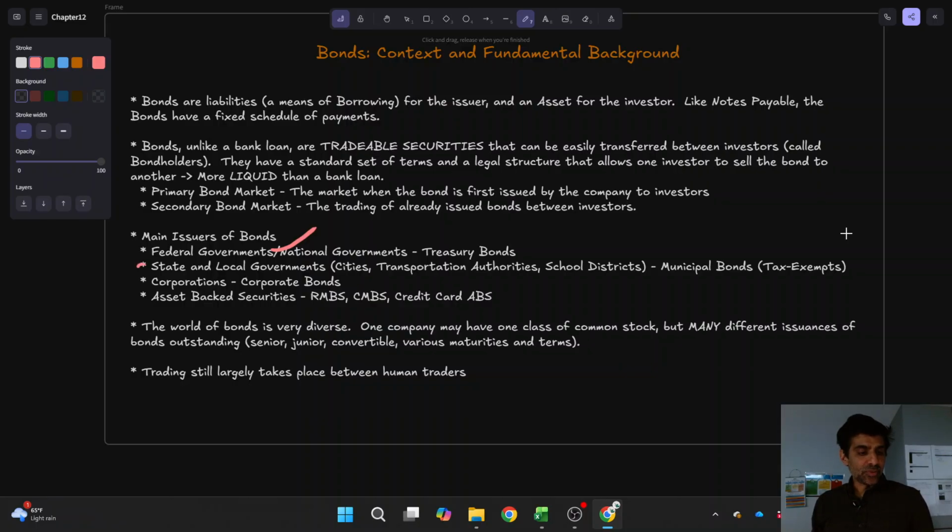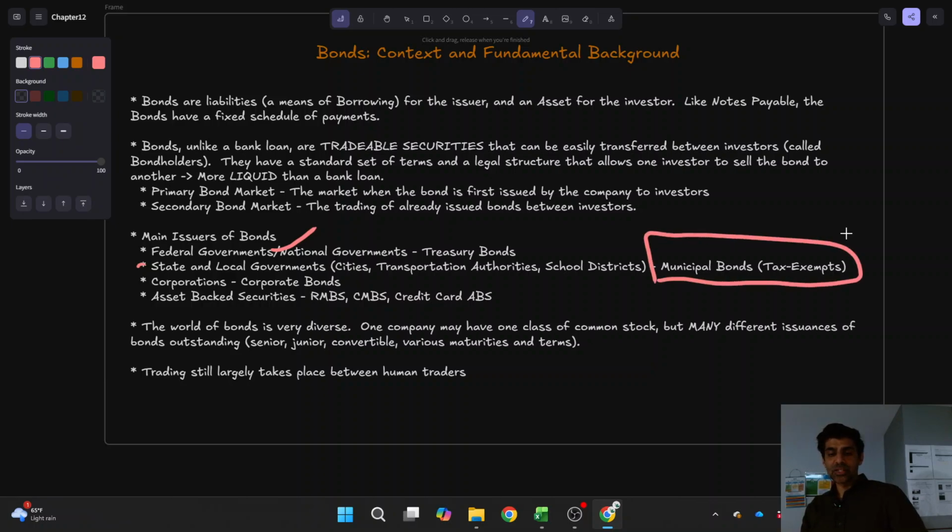State and local governments also issue bonds. So cities, states, the New York subway system, they have bonds. As I said, the Contra Costa Community College District issues bonds. These are called municipal bonds. They have some tax advantage. That lowers the cost of borrowing for all these entities because the federal government allows the interest to be tax free.